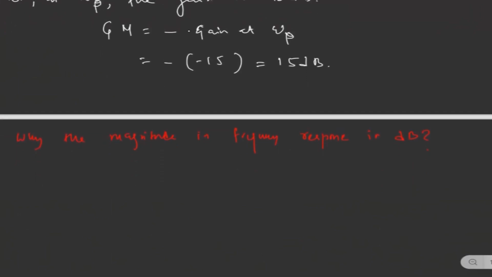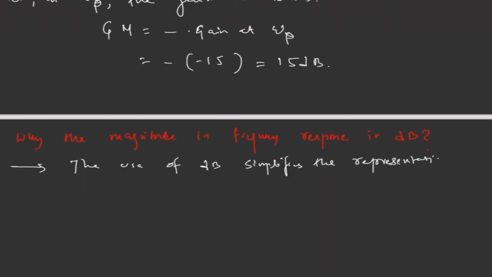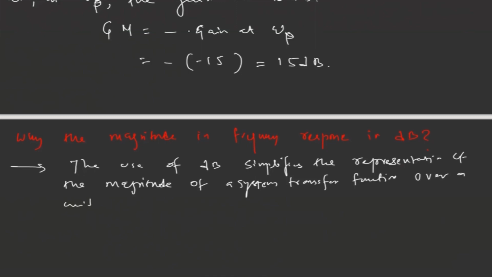Let me write the note on why we are using dB. The use of dB, decibel, simplifies the representation of the magnitude of a system transfer function over a wide range of frequencies.